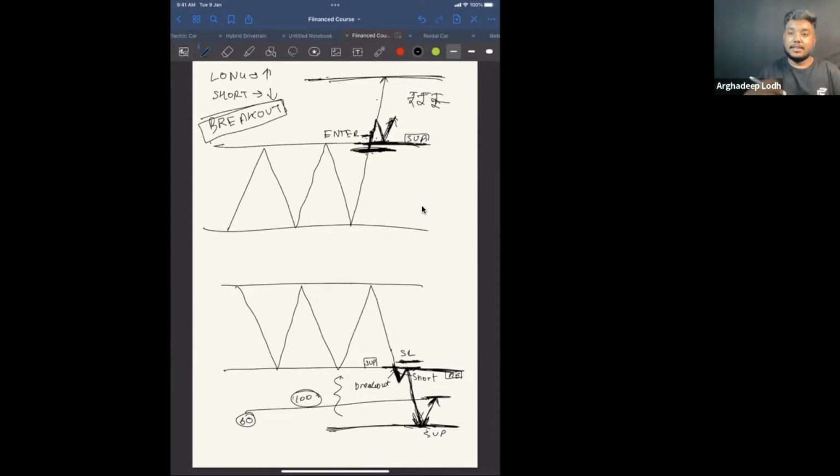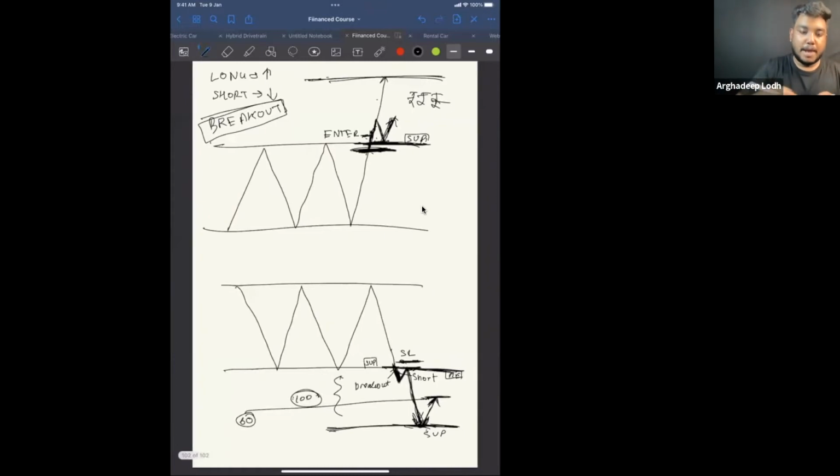Now retest. Retest is simple. Breakout means you are buying at the breakout. See, risky traders क्या करते? There are two types of traders, risky and safe traders. Risky traders are those traders who have very big guts to take extreme risks.